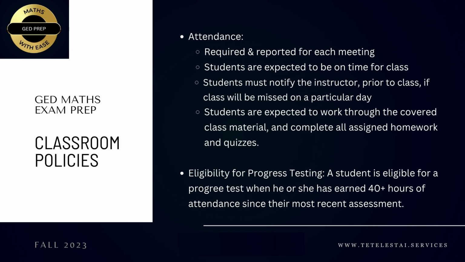Every student is expected to work through the covered class material and complete assigned homework. So if you've already completed 40 or more hours of attendance since your last assessment, you'll be eligible for progress testing. So keep track of your attendance hours as well, and I'll be doing the same. And then once you reach 40 hours, if you're interested in progress testing, just let me know.